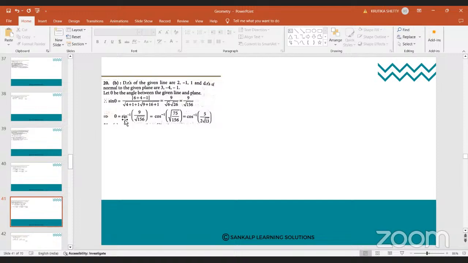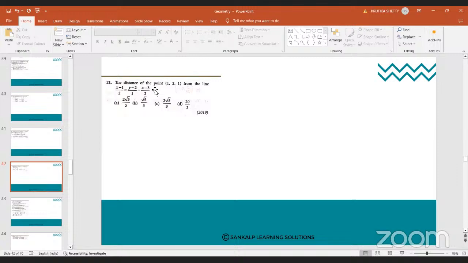On simplifying, we get theta is equal to sine inverse 9 upon root 156, or when we convert it in terms of cos inverse, it will be root 75 upon 156. So 75 can be written as 25 into 3, and then 156 we need to simplify it. On simplifying, we get 5 upon 2 root 13. Okay, that is option B, which will be the right answer.